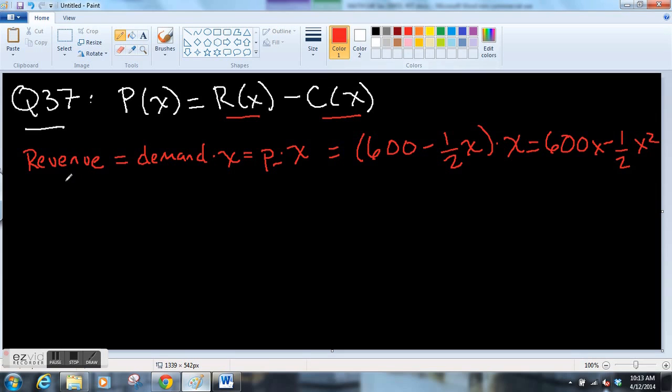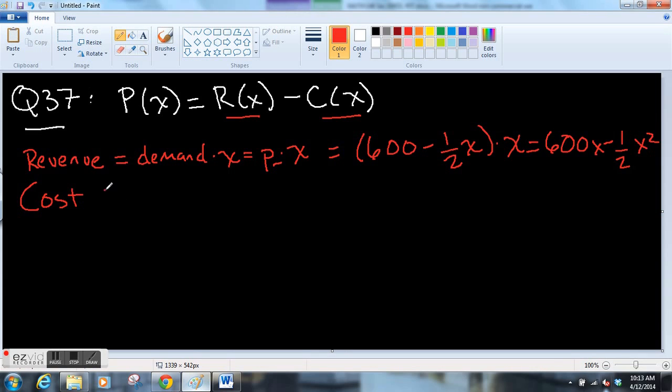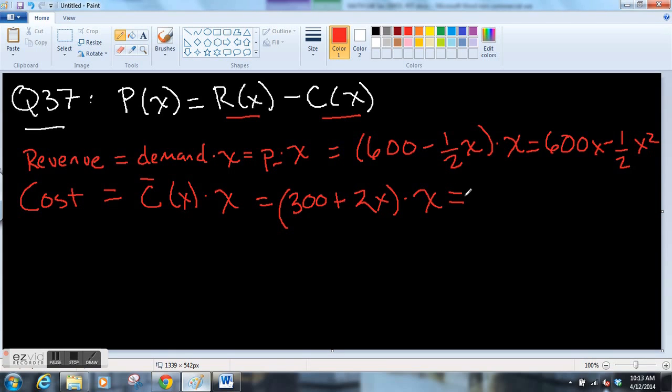And then the cost function, I'll keep it in red here, we were given the average cost, if you look at the problem here, average cost of production and sale, so we want to use the cost function, not the average cost. So the cost function is the average cost, C bar of x, times x. It's a lot of multiplying by x. So this is 300 plus 2x, that was the average cost, times x, which gives 300x plus 2x squared. Now, where are they coming up with these functions, the demand function and the average cost function? Well, don't worry about that for now. Just going to work with the functions as given. We have enough on our plate.